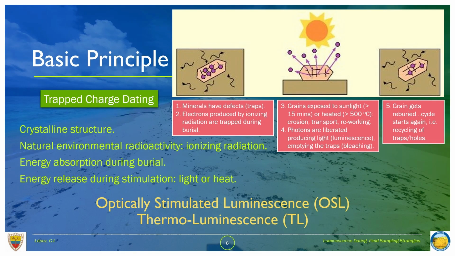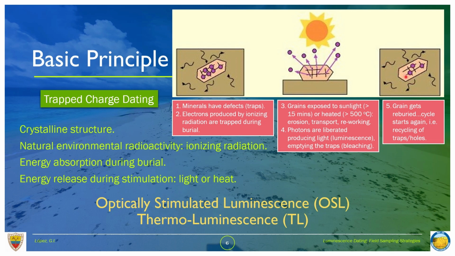For those of you that do not know how luminescence works, this is a very simple, quick intro of the basic principle. You have a bunch of radioactivity happening in your surrounding environment, and you have all these minerals, quartz and feldspar, little crystals, actually, that have holes in their crystalline structure. Those holes trap electrons produced by radioactivity. Then when you have sunlight exposure, all these electrons get out of those traps in the form of luminescence, of light. Then when it gets buried again, all these traps get refilled by electrons produced by ionizing radiation.